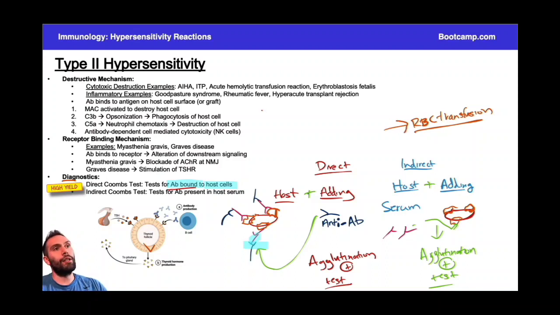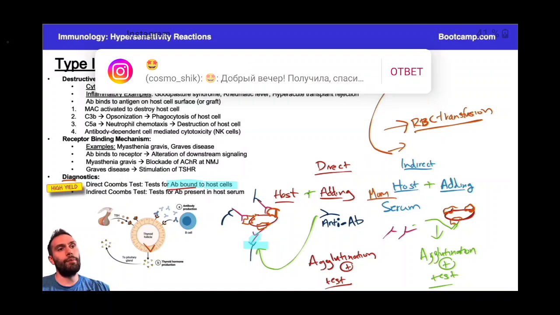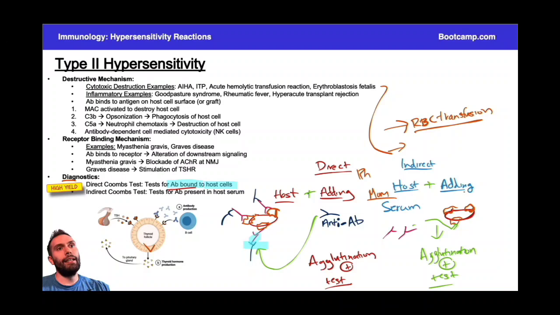We can also do this for hemolytic disease of the newborn, or erythroblastosis fetalis, right? We can test mom's serum, right? In this situation, this would be mom's serum for the antibodies to the Rh factor, okay? And we can add in red blood cells that are Rh positive, right? So we can use this test, the indirect Coombs test, for things like this specifically.